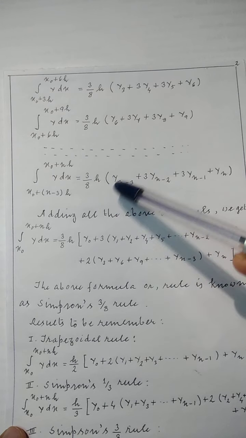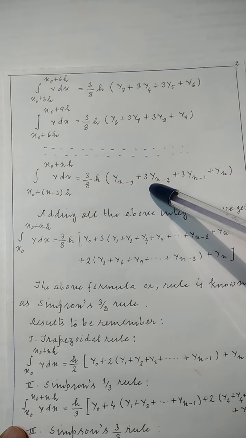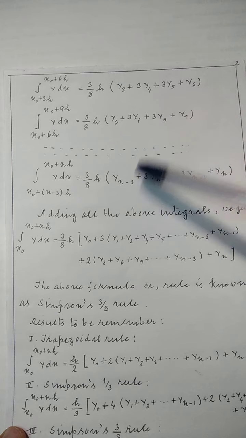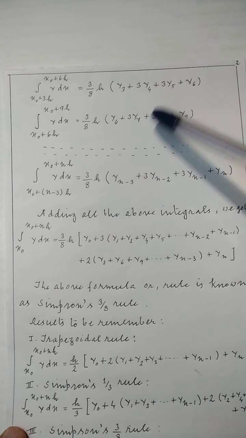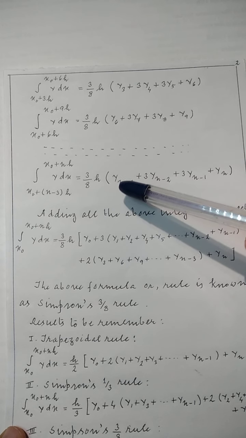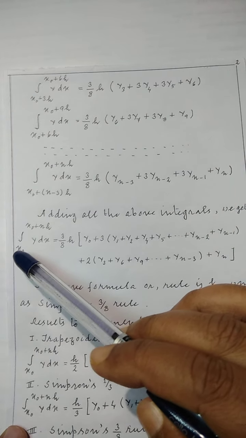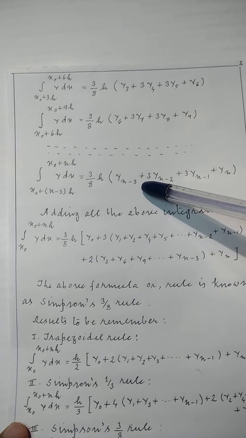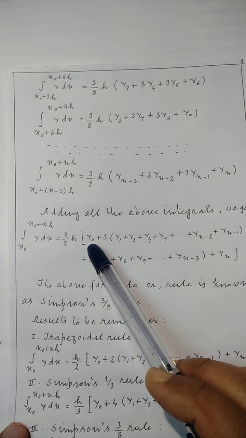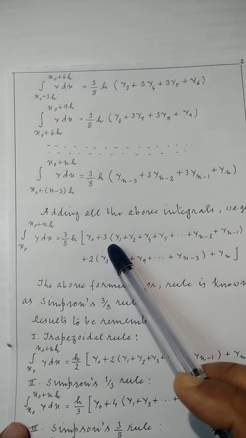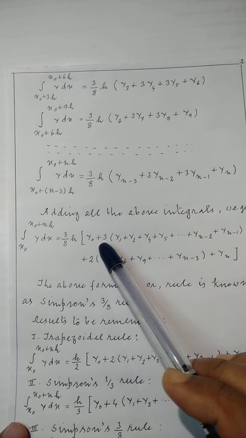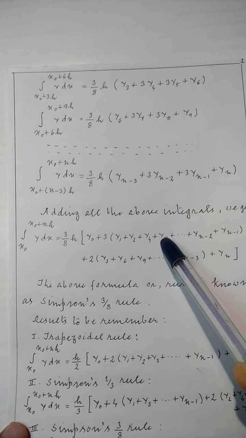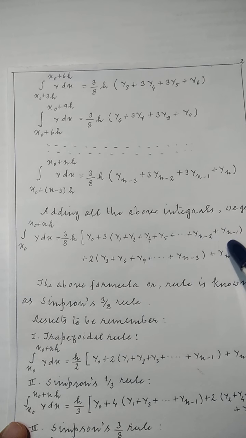It is 3 by 8h, then yn minus 3 plus 3 yn minus 2 plus 3 yn minus 1 plus yn. So now if you add all these integrals and apply the properties of definite integral, on the left hand side what you will get is the integral from x naught to x naught plus nh of y dx. And after adding all the terms on the right hand side, it is possible to write it this way: y naught. If you observe nicely, y1, y2, y4, y5 will come 3 times. So if you take 3 common, you will get y1 plus y2 plus y4 plus y5. The last two terms will be yn minus 2 plus yn minus 1.